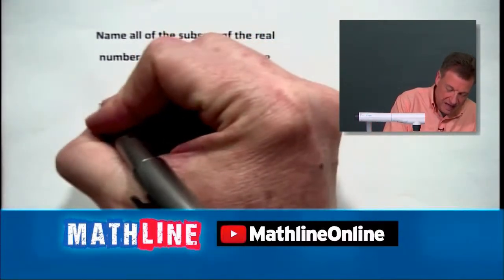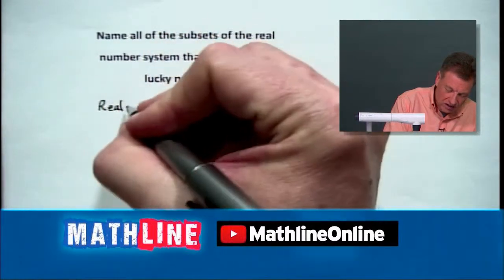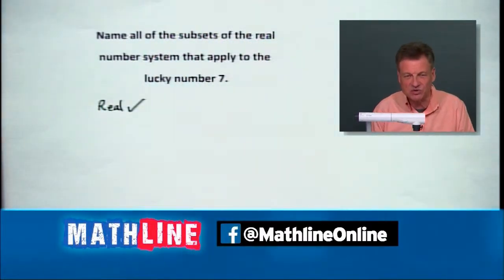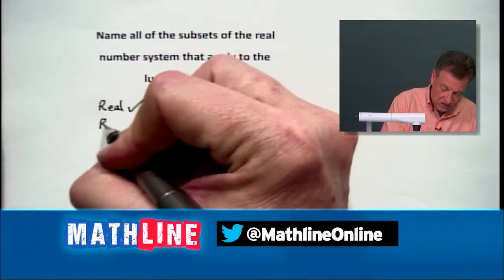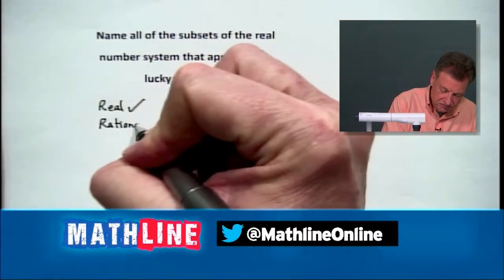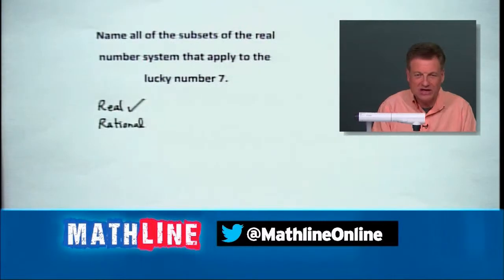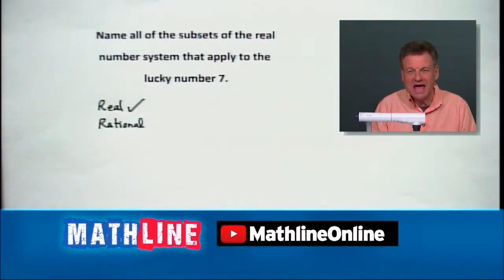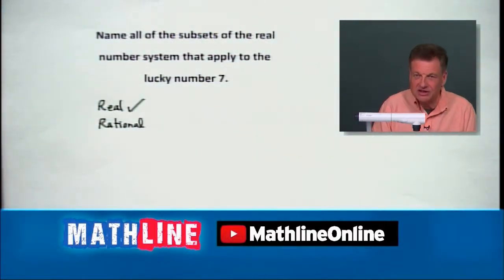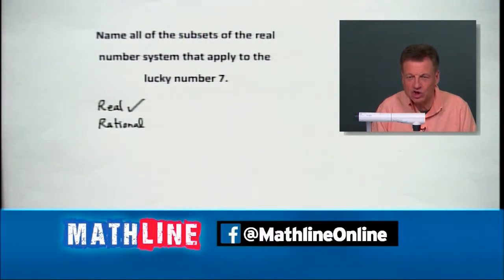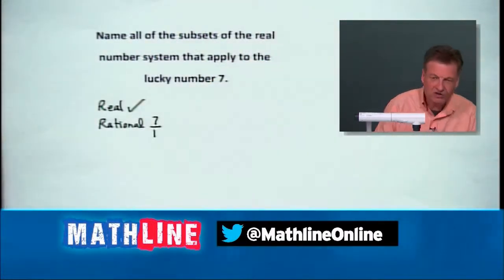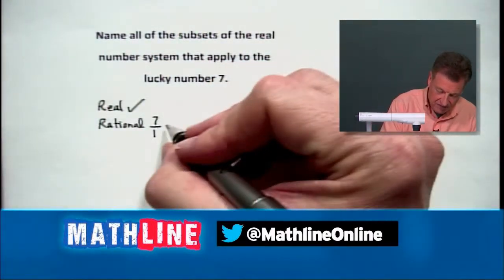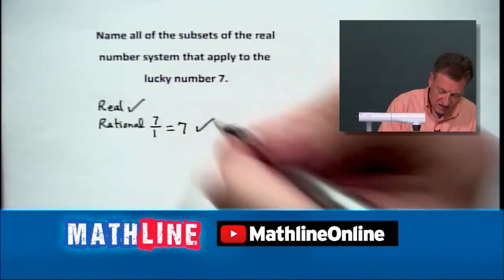So let's talk about real. Yes, it is. 7 is a real number. Is it, I use that word, rational? Rational. Can it be written as the quotient of 2 integers? In other words, can we write it like a fraction? Well, we can put 7, we drop a 1 under it, and that equals 7. So is it rational? Yes, it is.